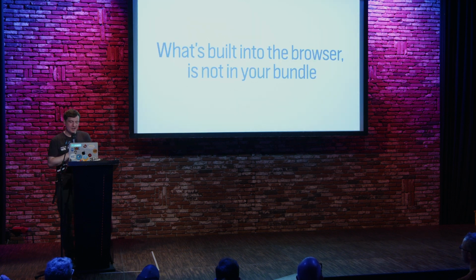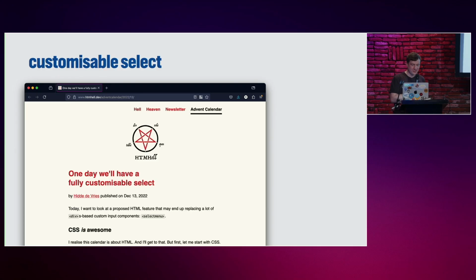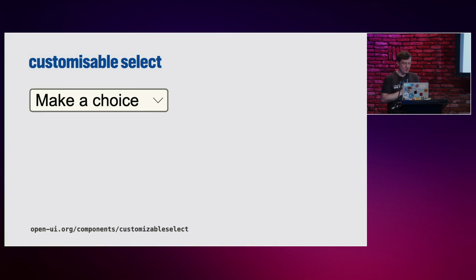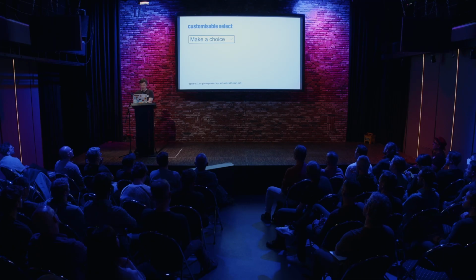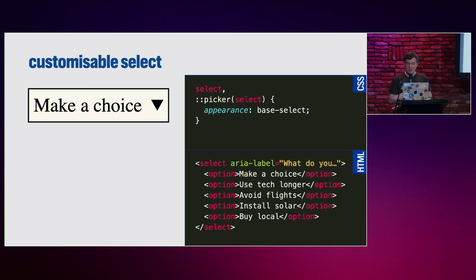Now, the last one that is built in the browser but not in your bundle is going to be customizable select. Now, this one is a bit more far future. I wrote a blog post 2 years ago that said one day we'll have a fully customizable select. I thought it would be like that day or that year at least, but it's taking a little bit longer. Basically, what it allows you to do is that when you have a select element on your page, like this one, it's called make a choice, you can set this line of CSS, appearance: base-select, and what that will do is it will turn it into a select that you can do anything you like with.